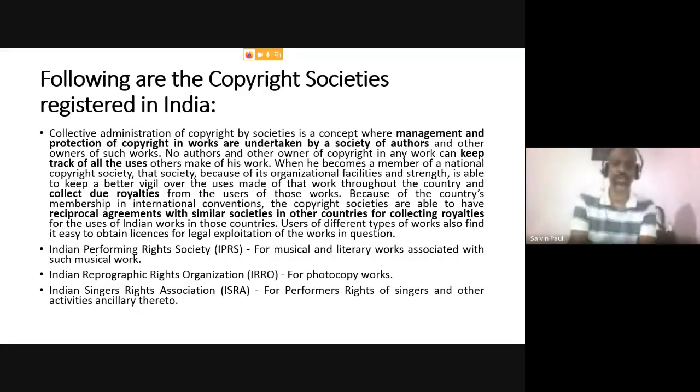Now, why are these societies important? When you become a member of any one of these copyright societies, that society, because of its organizational facilities and strength, is able to keep a better vigil over the use made of the work throughout the country and collect due royalties from the usage of that work. And also, India being a party to international conventions, if such work is used in foreign countries, these societies can collect royalties from foreign countries also, obtaining licenses for legal exploitation of your work.